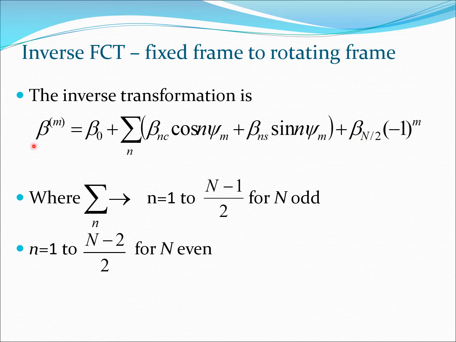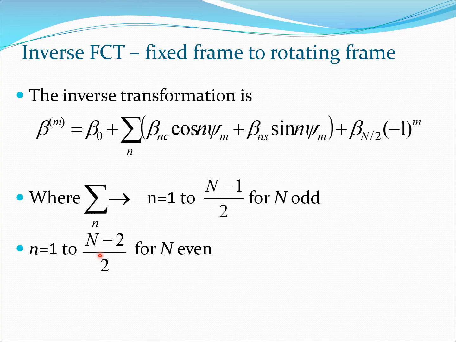Then you can use this transformation to go to the rotating system. Now here this sigma n represents a summation from n is 1 to capital N minus 1 by 2 for n odd. So for example, if I had 3 blades, capital N would be 3, and so 3 minus 1 by 2 would be 1, and so n would simply be 1. Similarly, if I had an even number of blades, I use this expression here.